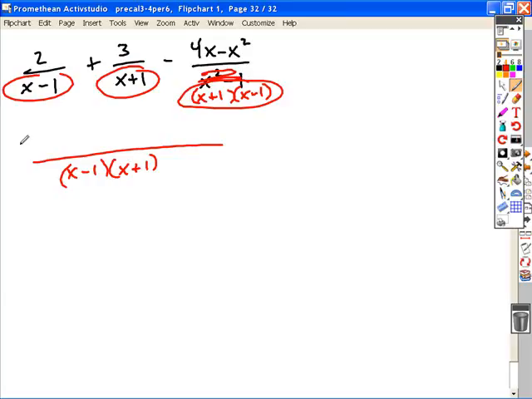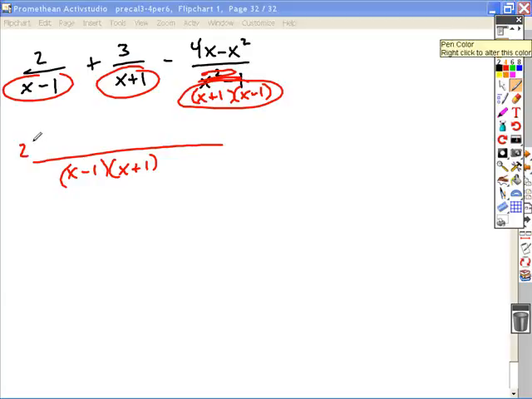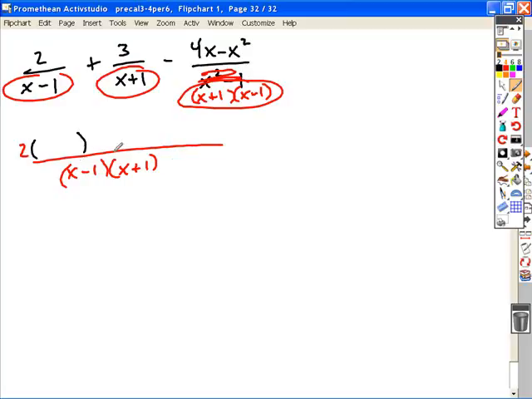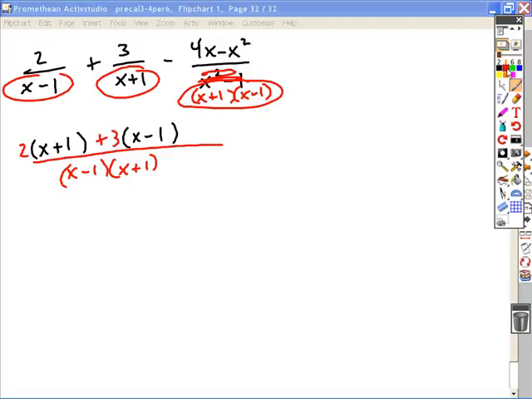We're going to take the numerator of our first term, 2, and multiply that by any LCD factor that's missing from its denominator. Which of these LCD factors was missing from this fraction's denominator? X plus 1. Keep the next numerator the same, plus 3 times what LCD factor was missing from this denominator? X minus 1. And then keep the next fraction's numerator the same.